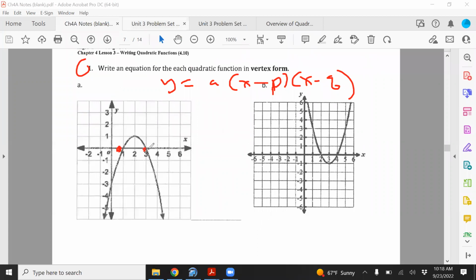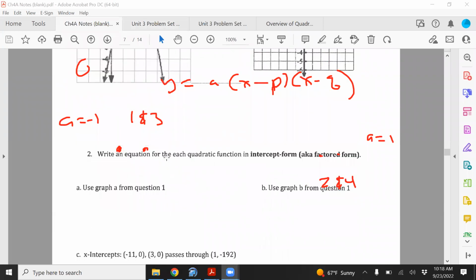1 and 3. Okay, and what are the x-intercepts here, guys? 2 and 4. And remember, a here was -1. A here was 1.